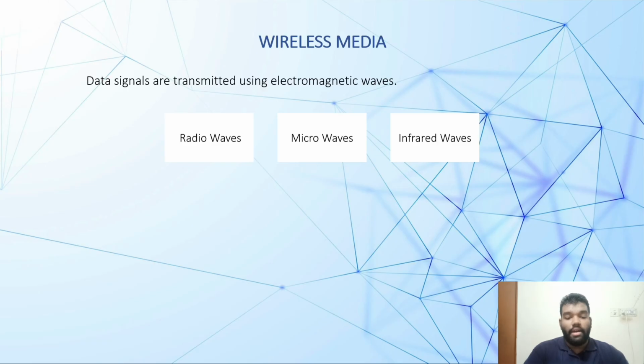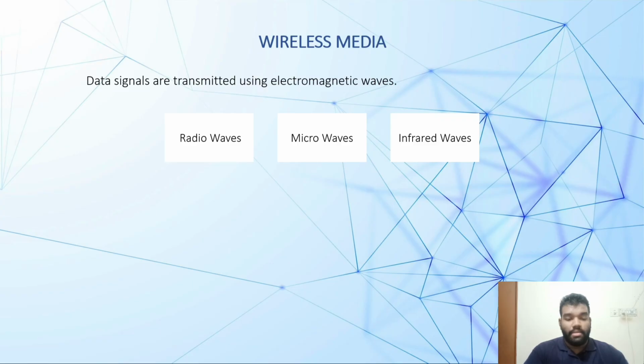Then we have wireless media. In wireless media, data transmits using electromagnetic waves. The wireless media are radio waves, microwaves, and infrared.